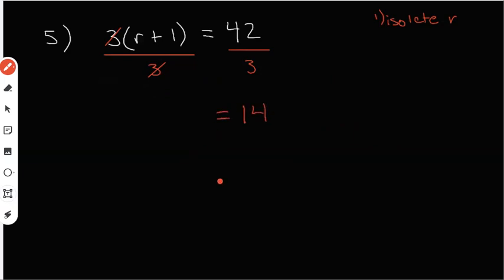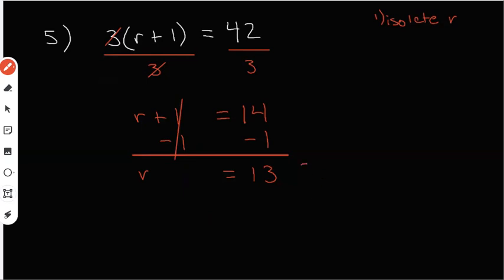What am I left with on the other side, though? I'm only left with an r plus 1 on top. So I get r plus 1 is equal to 14. Now I can get rid of the plus 1 by subtracting 1 from both sides. That way, the r will be by itself on the left side. 14 minus 1, that's going to give me 13. And those ones cancel.